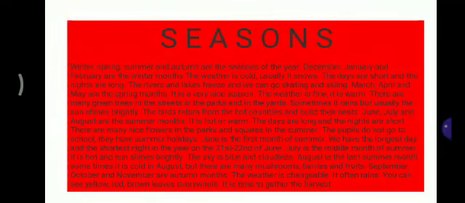Okay, students, look at the text. I have text seasons. Winter, spring, summer, and autumn are the seasons of the year. December, January, and February are the winter months. The weather is cold. Usually it snows. The days are short and the nights are long. The rivers and lakes freeze, and we can go skating and skiing.